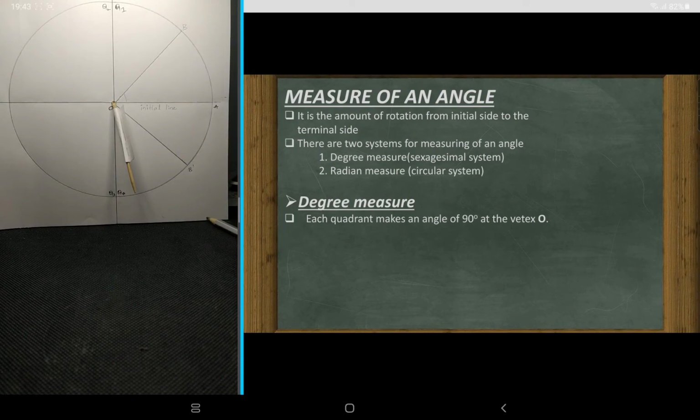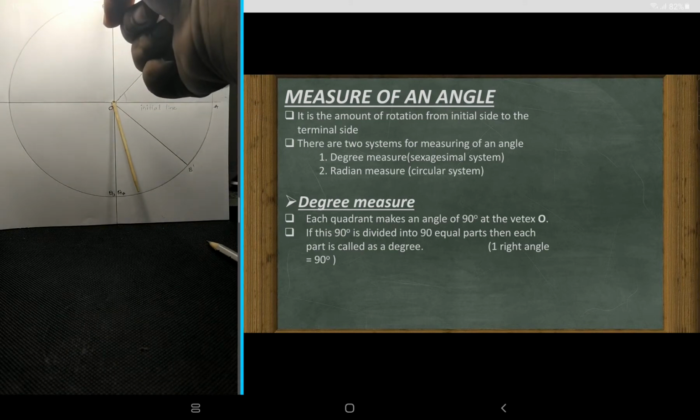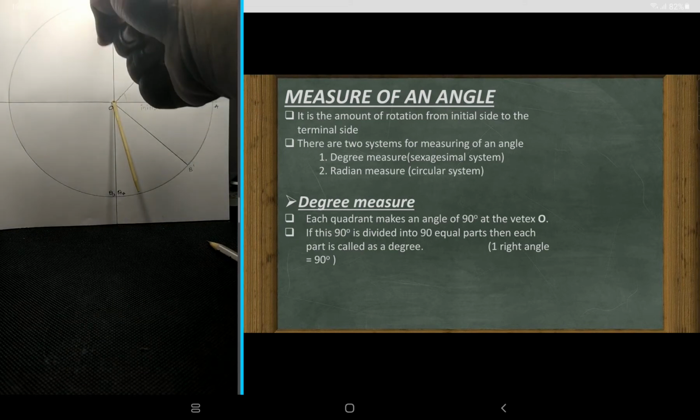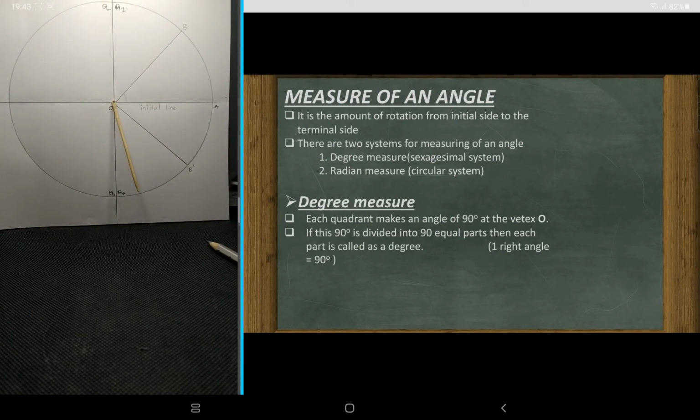If this 90 degrees is divided into 90 equal parts, then each part is called a degree. So one right angle is equal to 90 degrees. This is also called a right angle. From Q1 to O to A, this is 90 degrees, which is equal to one right angle. Then each degree is divided into 60 equal parts called a minute. So this you have to remember.